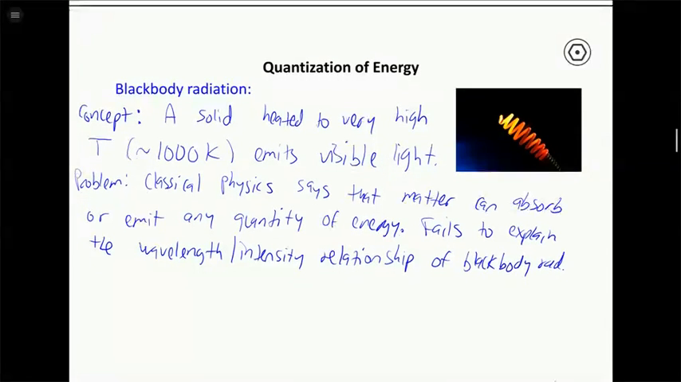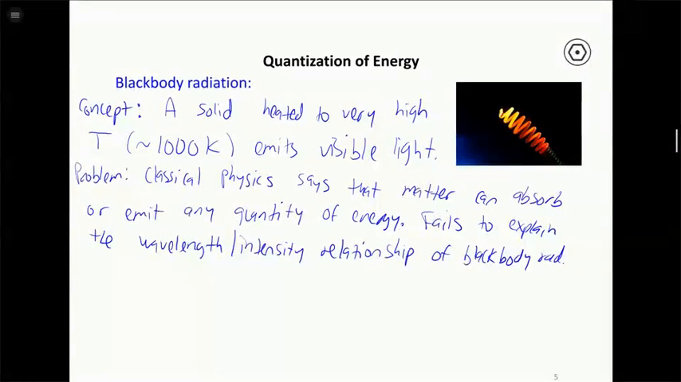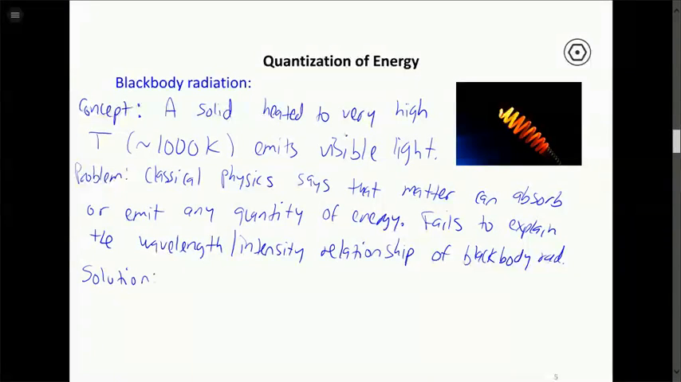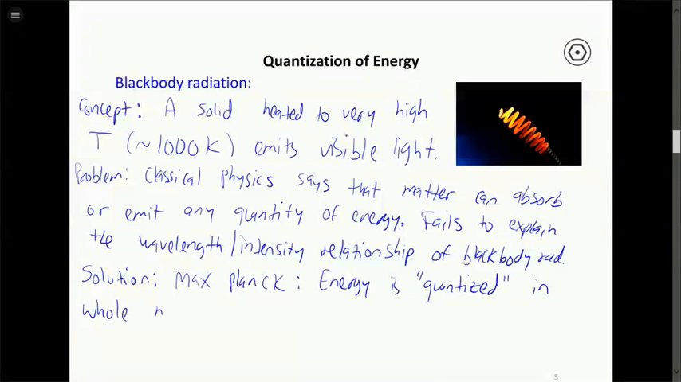The math behind the solution and the rationale behind the solution is pretty complex, so I'll just go ahead and give you the solution. This explanation was formulated by a guy named Max Planck, a very famous scientist, German as you might imagine. His idea was that energy is quantized, so that matter cannot just absorb or emit any single quantity of energy. It's quantized in whole number multiples of a constant h times the frequency.